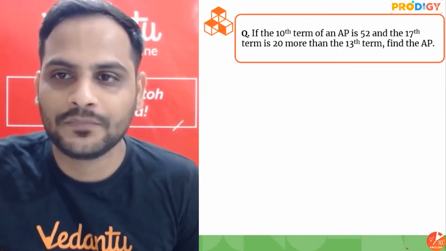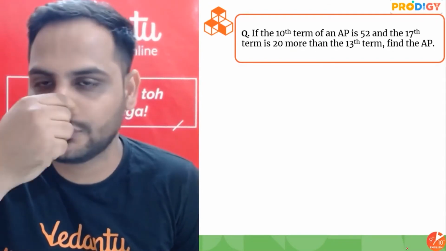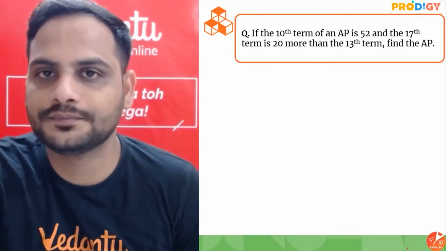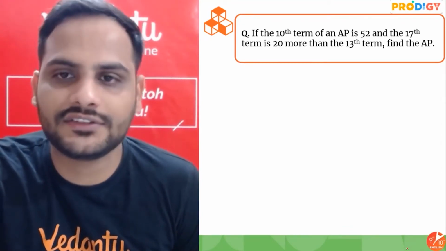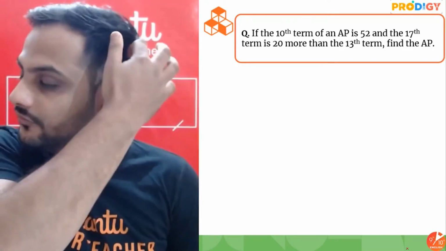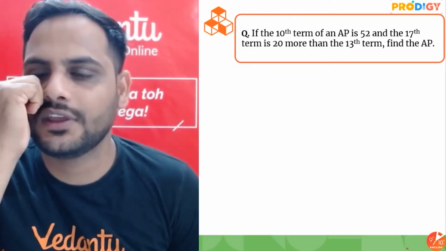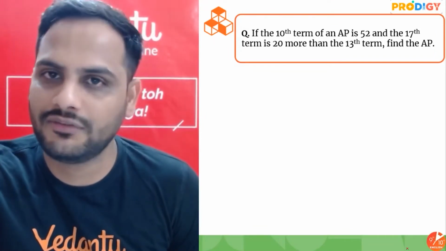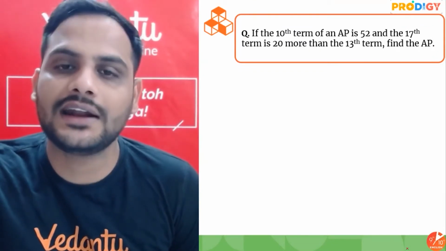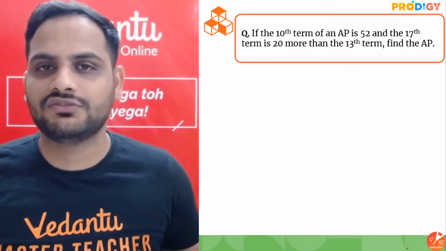Next question देखो. अब देखो this question, try to look very carefully. If the 10th term of an AP is 52 and the 17th term is 20 more than the 13th term, find the AP. अब देखो बेटा, if you look at this question carefully, we don't know what is the common difference. We don't know what is the first term. But they are telling us to find out the AP. So we need to utilize the information which we know.